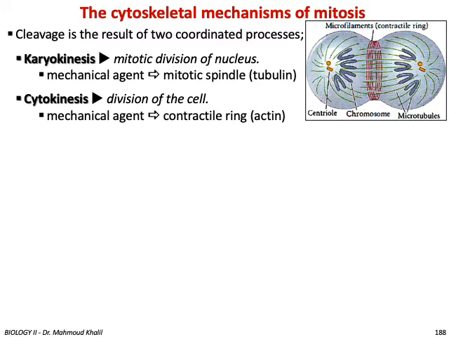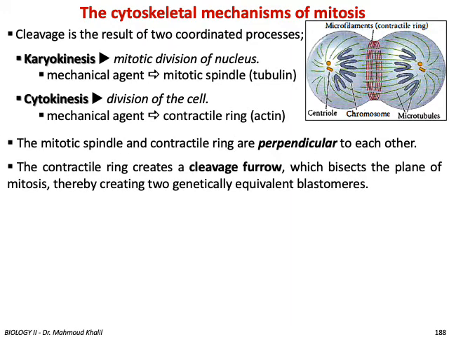Cleavage is a result of two coordinated processes, karyokinesis and cytokinesis. Karyokinesis is the mitotic division of the nucleus. The mechanical agent in this process is the mitotic spindle, which is made of the protein tubulin. Cytokinesis is the division of the cell. The mechanical agent is a contractile ring, as you can see from the figure. It consists of actin filaments, another set of protein.